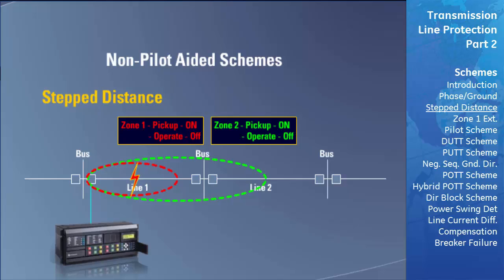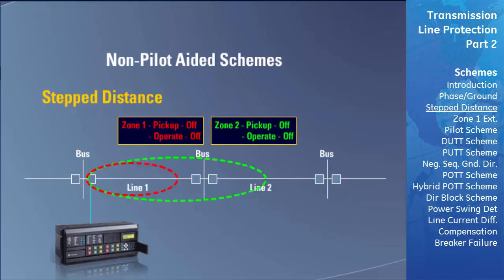Since Zone 1 has no intentional time delay, its operate flag will turn on immediately. The Zone 2 operate flag will not yet turn on because it has a time delay programmed within it. The Zone 1 operate flag will then trigger the relay to trip to clear the fault. At that point, the fault will be cleared. The Zone 1 pickup and operate flags will turn off. The Zone 2 pickup flag will turn off, and the Zone 2 operate flag will stay in the off state, never having turned on.